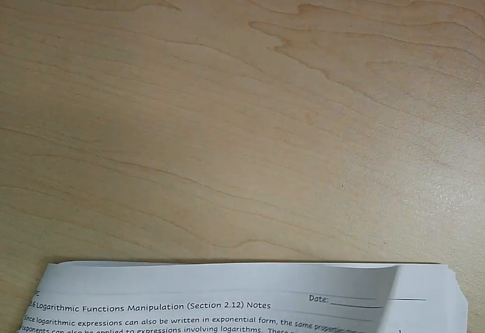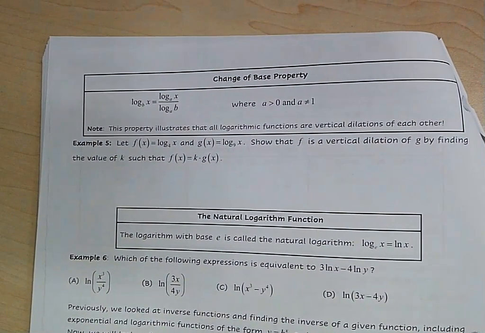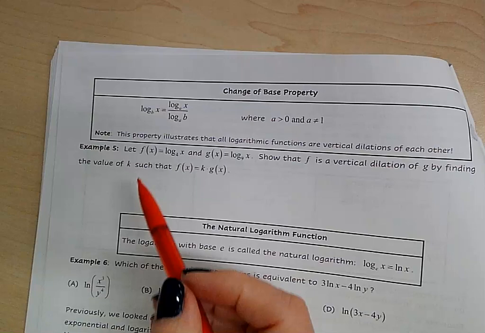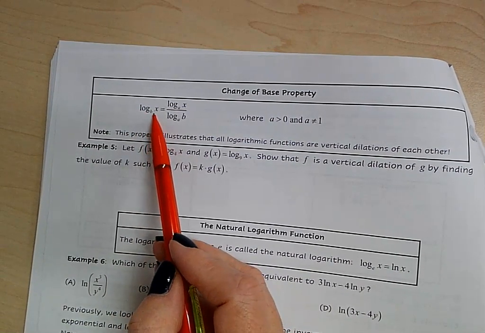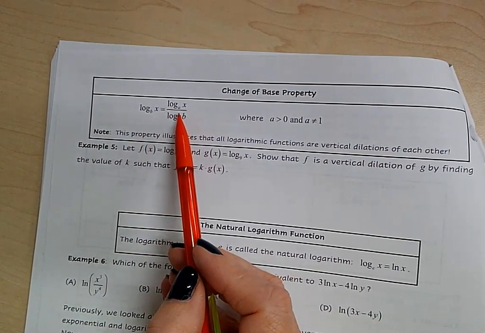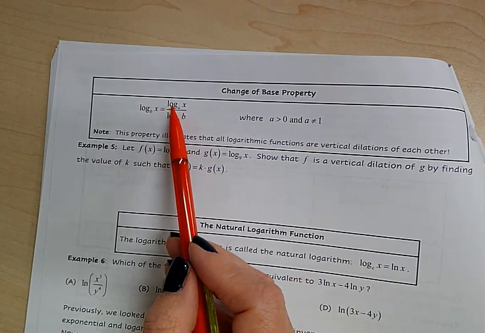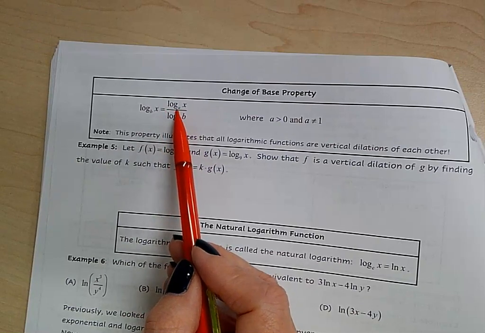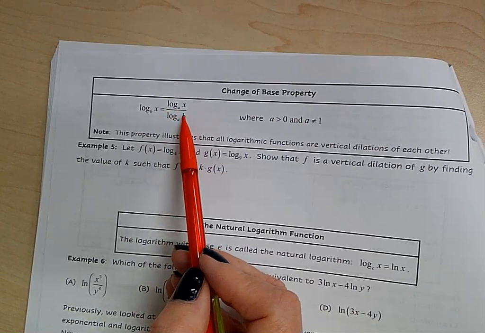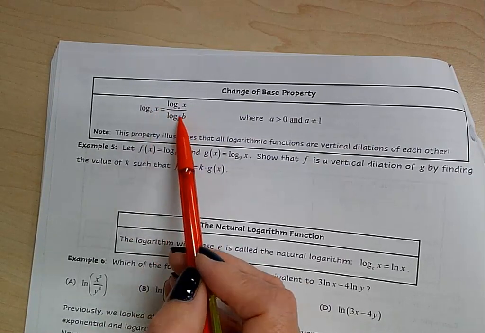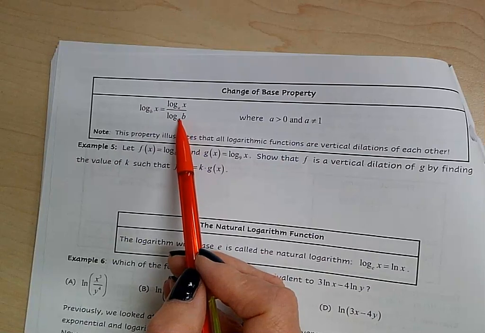Okay, let's look at a couple of other pieces. So you do have your change of base, where if you have log base b of x, you can convert it into any other type of log, with whatever base you need. So this one they just converted to log base a of x over log base a of b. Notice that the argument becomes the numerator and the base became the denominator.